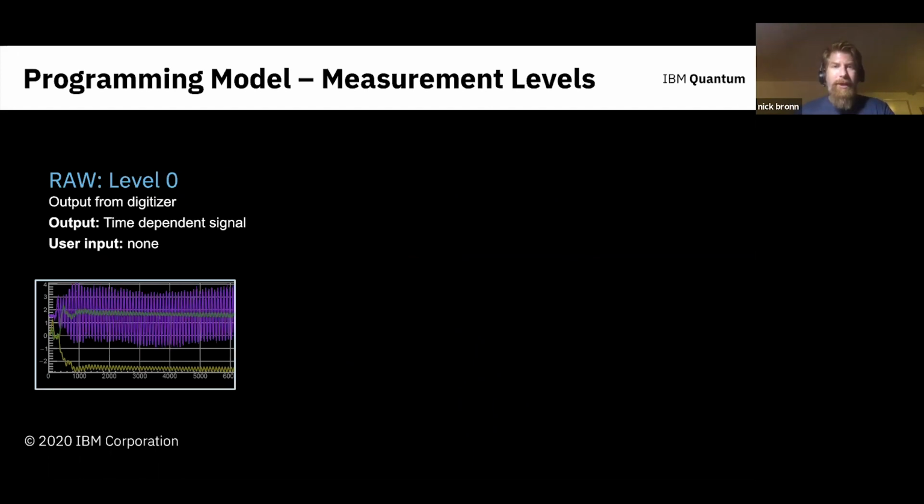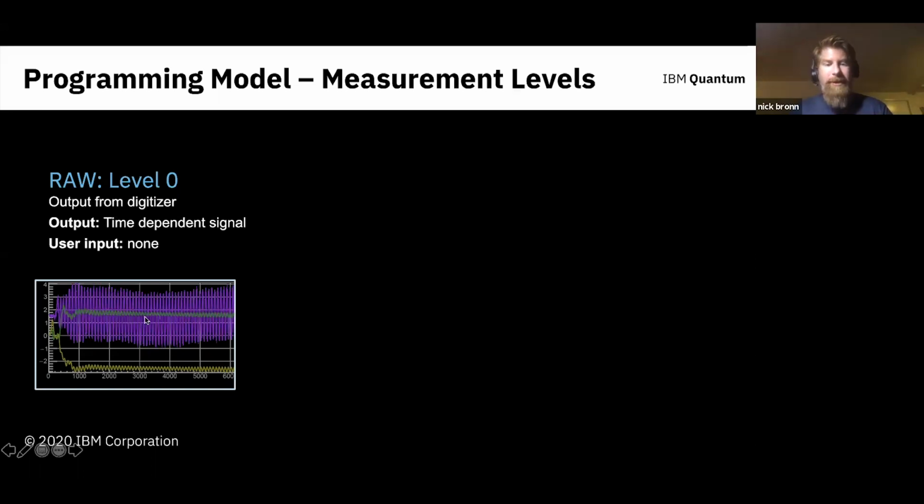Another thing that we have is measurement levels. So we have different ways you can acquire the information from the measurements themselves. This is getting back to the acquire channel. Typically, from a digitizer you'll see a waveform at the measurement frequency, around 7 gigahertz or so. Well, it's been mixed down to an IF frequency, probably tens of megahertz or so, so it can be digitized.